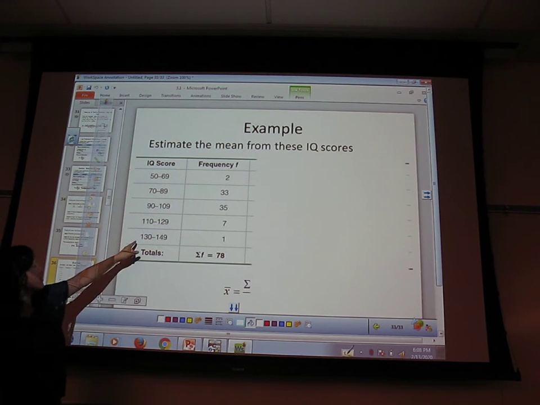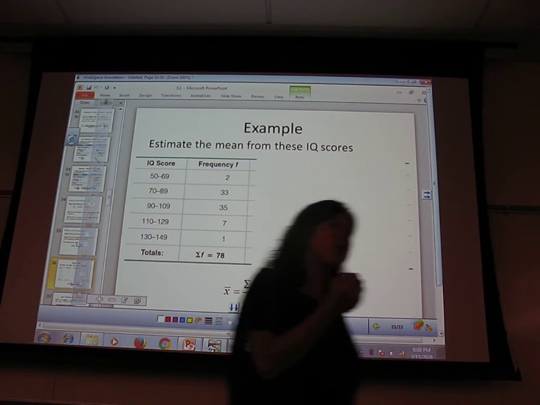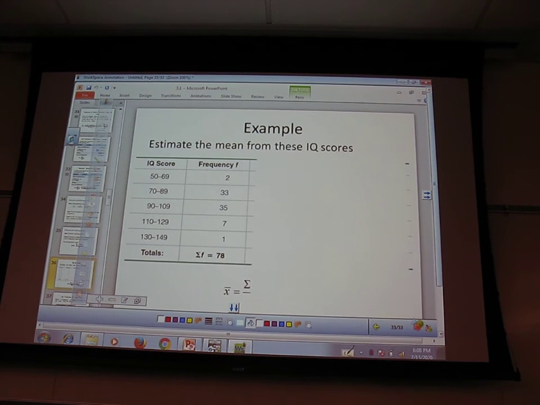I have a class 130 to 149. What's the best number? I can't use a range like that. I have to use a number. Which number should I use? Should I use 130? Should I use 149? What's the best number to use for that? The midpoint. The midpoint. Is everybody with me on that one?